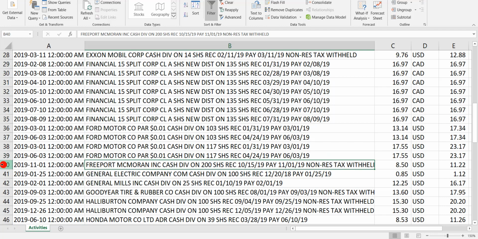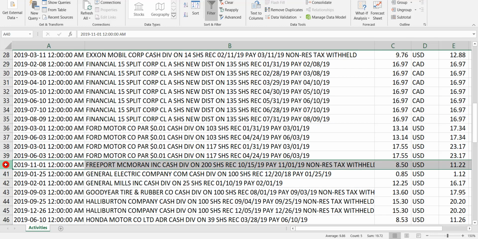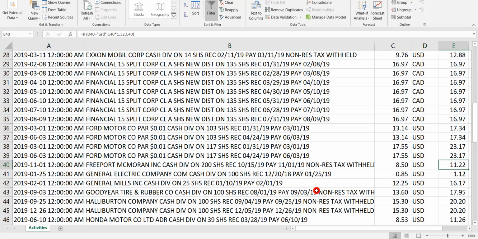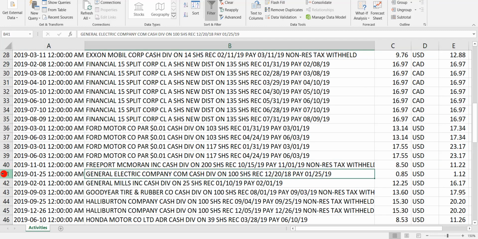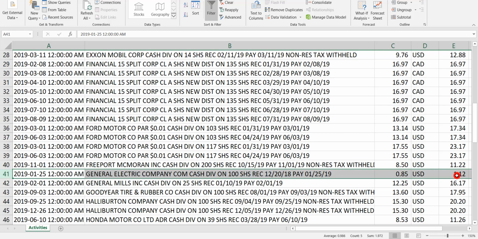Freeport McMoran is a covered call trade. I think I just recently sold this stock, but while I had it, I collected $11.22 of dividends. GE was a covered call trade as well. Collected $1. General Mills was a swing trade. Collected $16 while I had it.